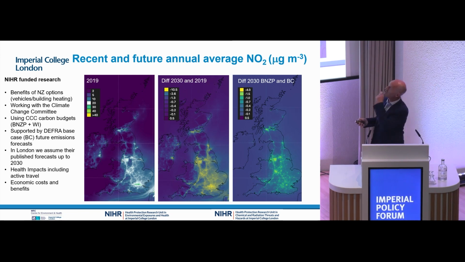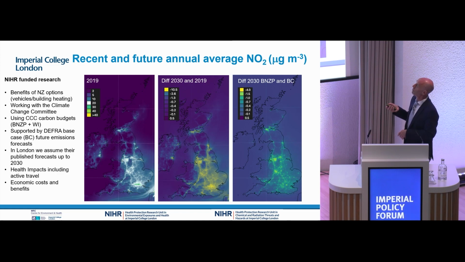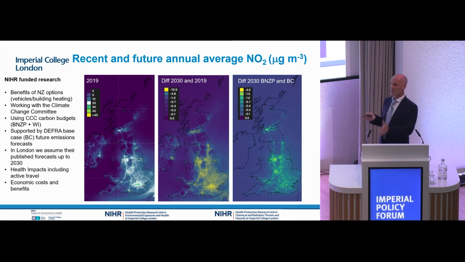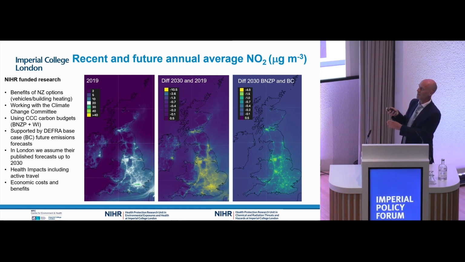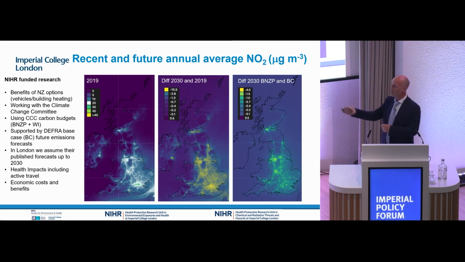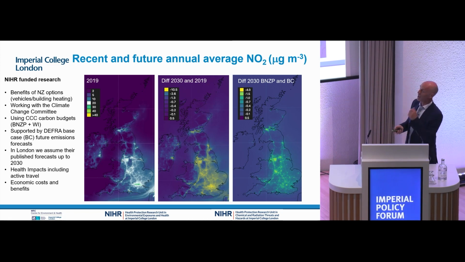Okay, so this is some of the results that have come. These are very recent, so we still haven't looked through them entirely, but there's a few take-home messages from our recent NIHR work, and this is on average NO2. We've used the balanced net zero pathway, so the Climate Change Committee produced various pathways to get to net zero. The one that's in the middle is the balanced net zero pathway, and we've used that for one of our future forecasts, and it's just associated with vehicles and domestic residences.